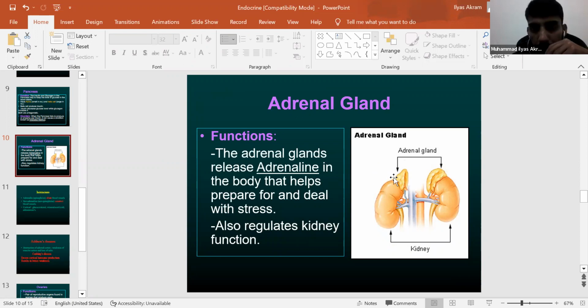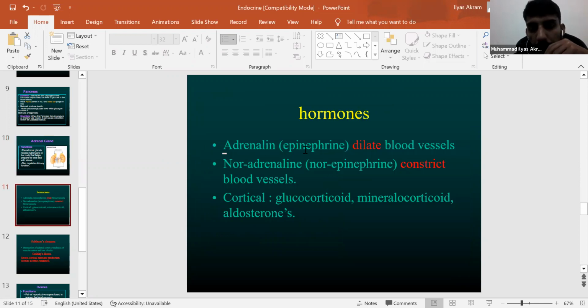So the part that produces the hormone called adrenaline, also called epinephrine, the function of adrenaline is to dilate blood vessels. When we have blood in the vessels, it works to dilate them or open the vessels so that the blood can pass easily through them. And the noradrenaline or norepinephrine constricts the blood vessels, which may be in the case of more production of heat in the body.